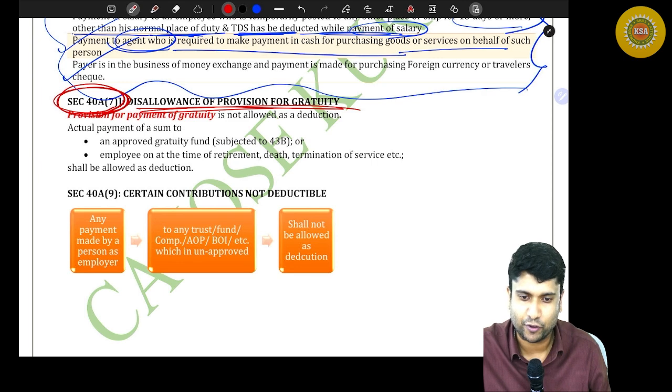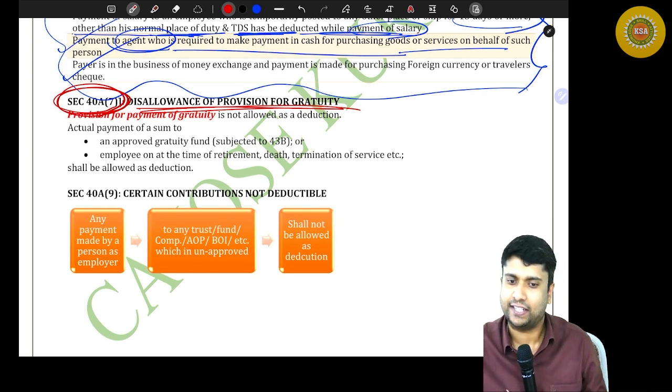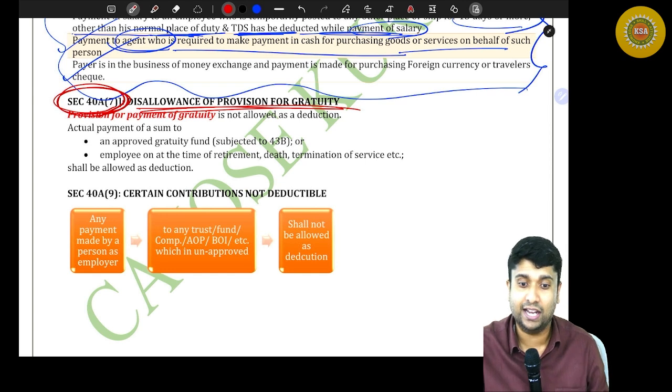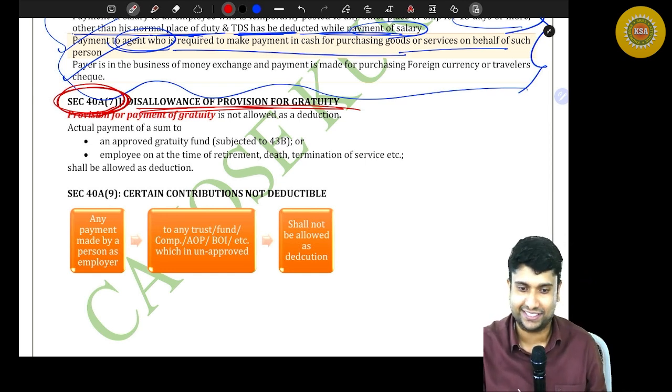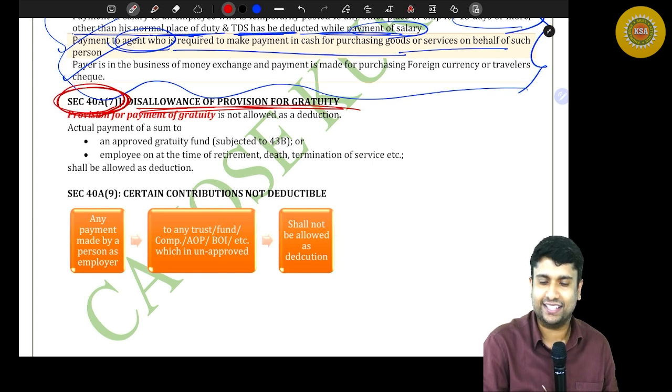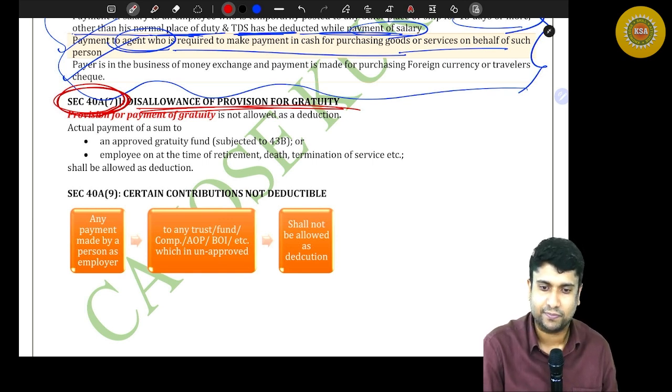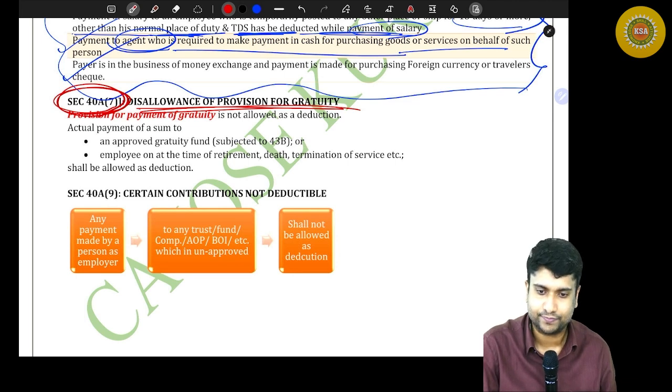What about provision for tax? Provision for bad debt? Provision for bad debt is disallowed. Provision for tax is disallowed. Provision for tax and provision for bad debt, everything is disallowed.